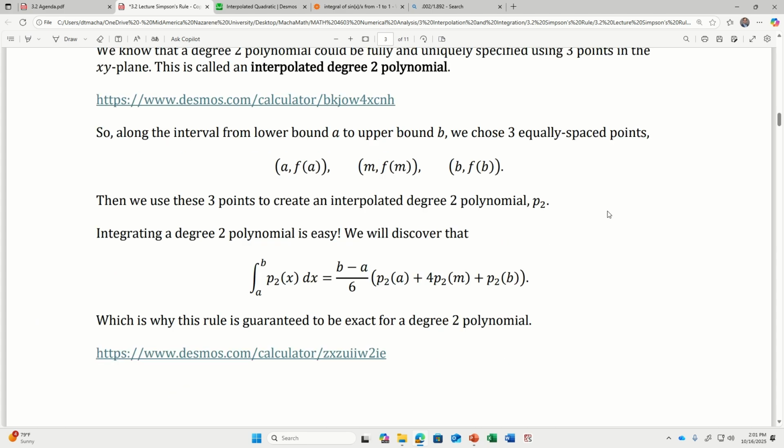So what we're going to do is take an integral from the lower bound of my integral a to the upper bound of my integral b, and we're going to choose 3 equally spaced points at a, the midpoint, and b. And then we're going to use those 3 points to create an interpolated degree 2 polynomial, like you just saw, and then we're going to integrate that interpolated degree 2 polynomial. And what I'm going to show you at the end of the next proof is that integrating the interpolated polynomial is going to give us that rule. And that's why what we have at the end is going to be exact for a degree 2 polynomial.